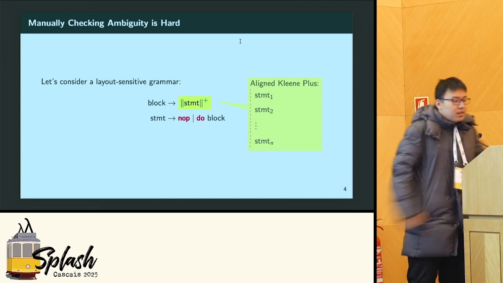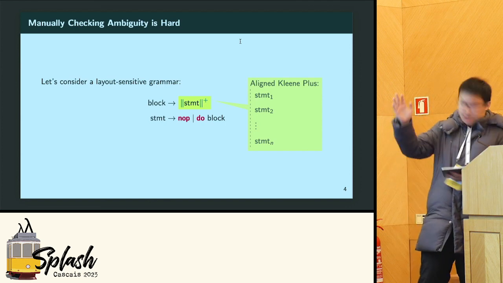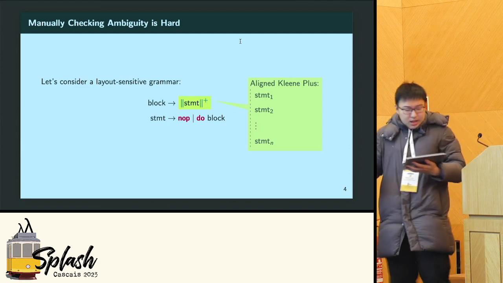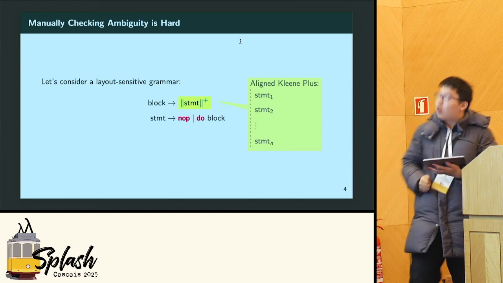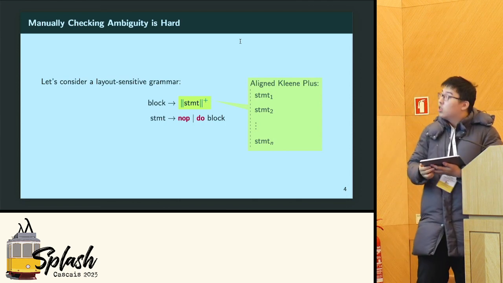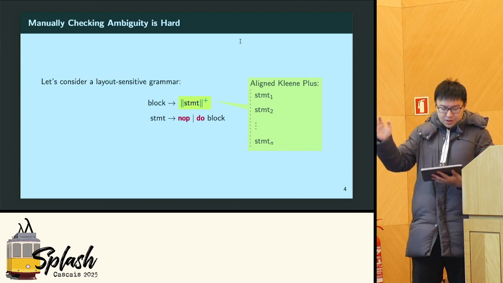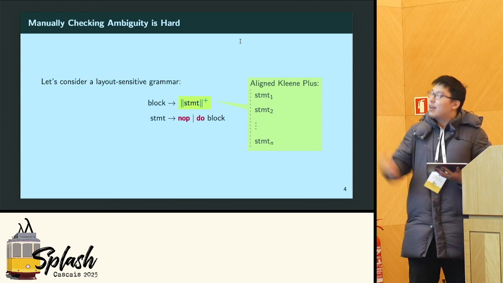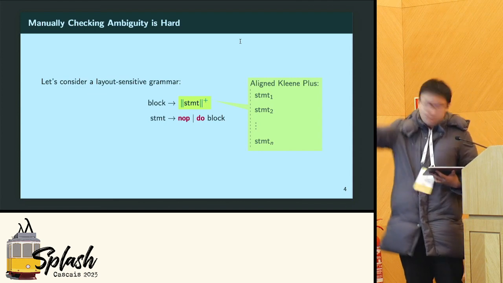Okay. So the second rule is rather straightforward. A statement can either be a null op token or a do token followed by another block. The first rule, however, includes a layout constraint, which we call the aligned Kleene closure. To begin with, it's a Kleene closure, which means the terms within should occur one or more times. What's more, it requires every line to be aligned, that is, starting from the same column as shown in this graph.